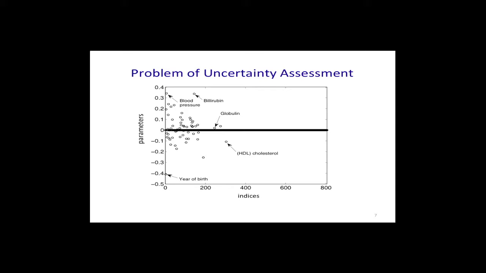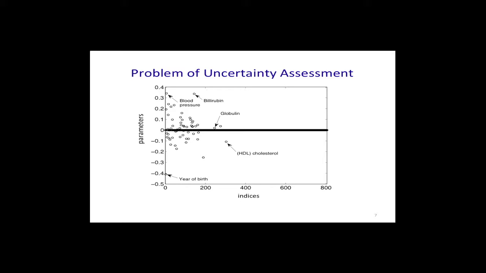I will fit a model for this data set. It's a regularized model, and you see that I have different parameters for this model. For each feature, I have a parameter, and the parameter shows the contribution of that feature. So you have around 800 features. Most of the parameters are zero, which says that most of the features are irrelevant to type 2 diabetes. But some of them are non-zero.